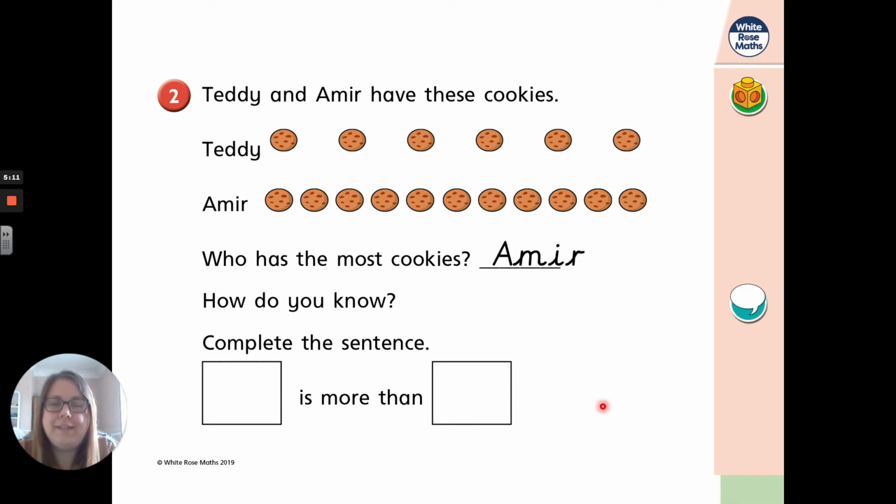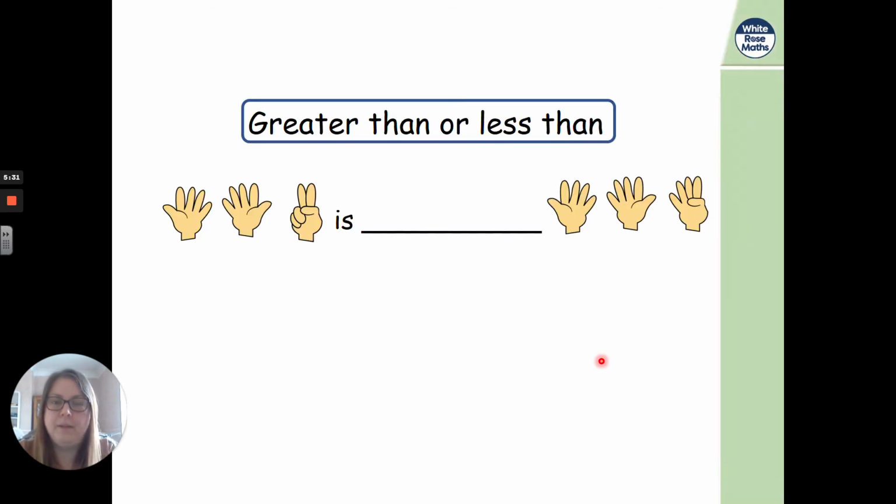So it is Amir who has the most cookies, and we know that, don't we? Because you can see that he has the most, but when you add them up, we know that 11 is more than 6. So we know Amir has 11 and Teddy only has 6, and we know 11 is more than 6. So give yourselves a big tick if you manage to do that.